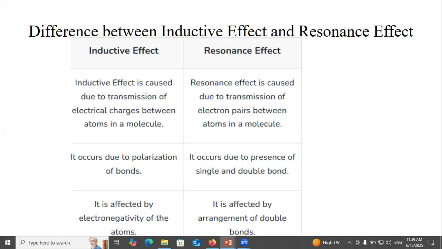Difference between inductive effect and resonance effect: inductive effect is caused due to transmission of electrical charge between atoms in a molecule. Resonance effect is caused due to transmission of electron pairs between atoms in a molecule. It occurs due to polarization of bonds. It occurs due to presence of single and double bonds. It is affected by electronegativity of the atoms. It is affected by arrangement of double bonds.